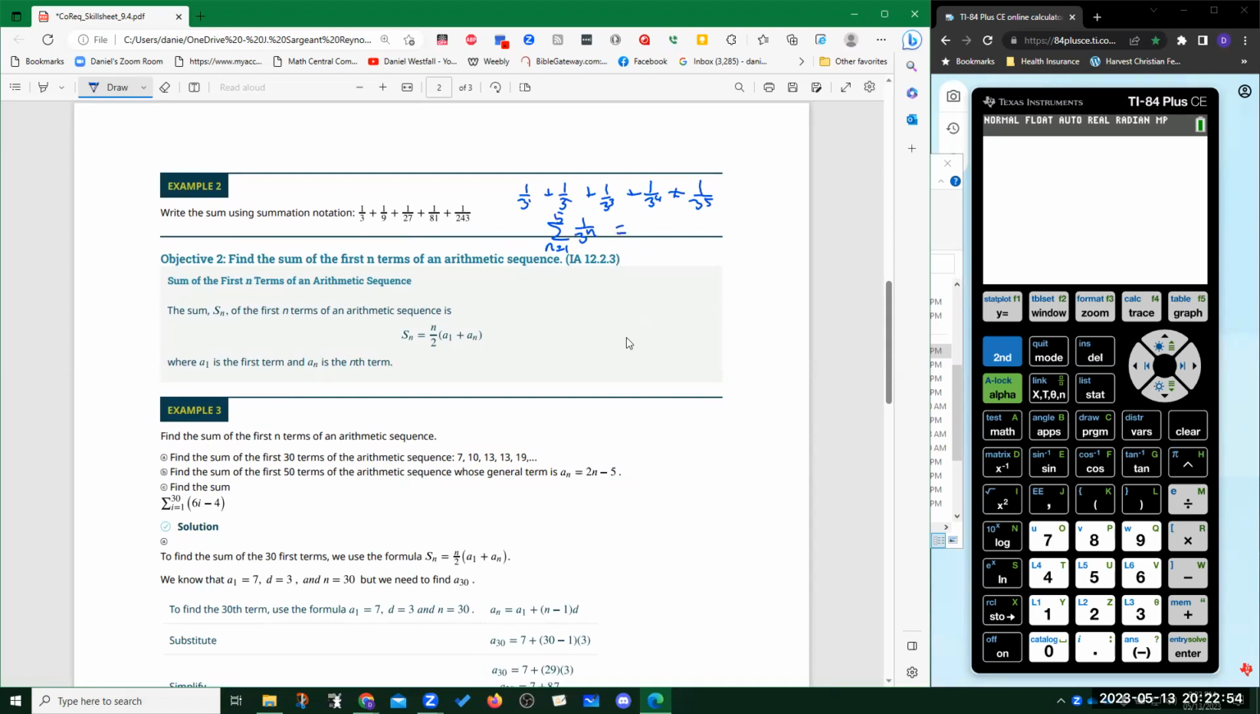We could also write that as n equals 1 to 5 of 3 to the negative n because of rules of exponents. Or we could write it as n equals 1 to 5 of 1/3 raised to the n because 1 to the n is always 1. So this is going to be probably the most useful way for us to write it in calculus. But you're going to see it written some of the other ways there.